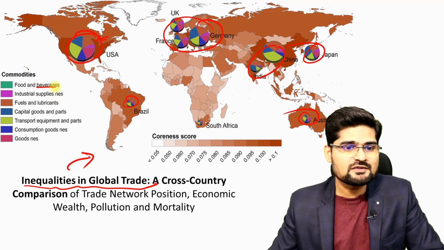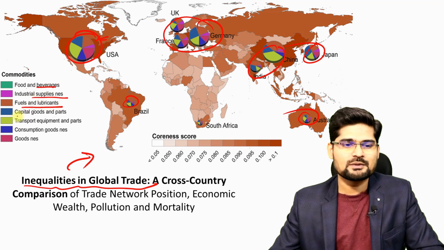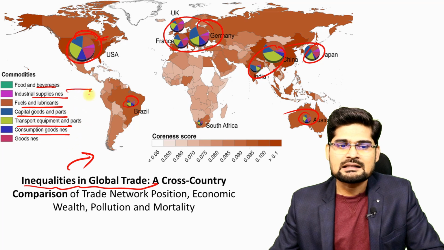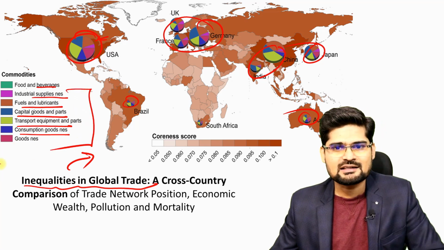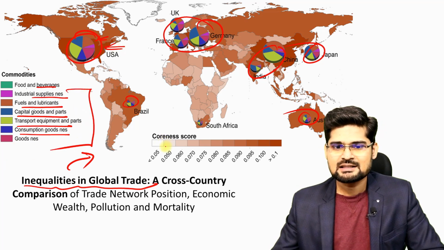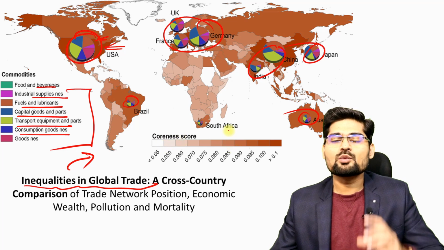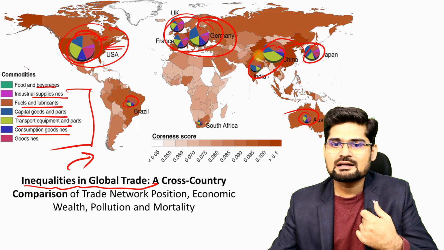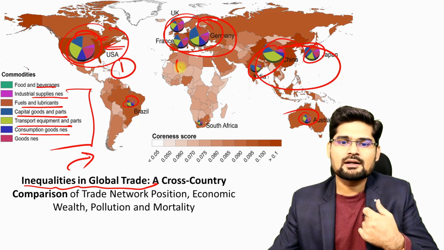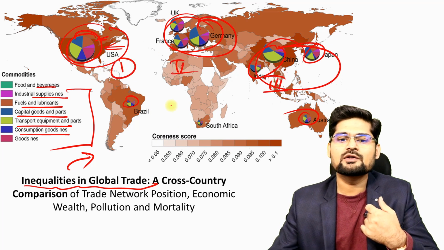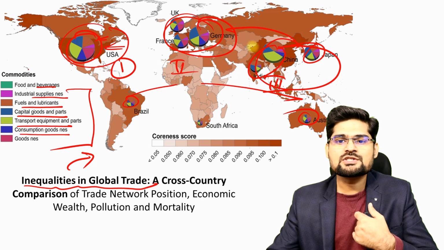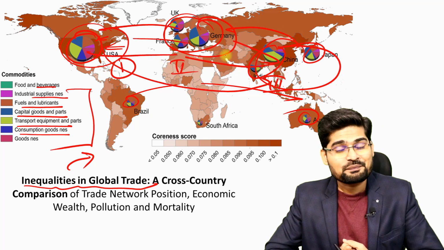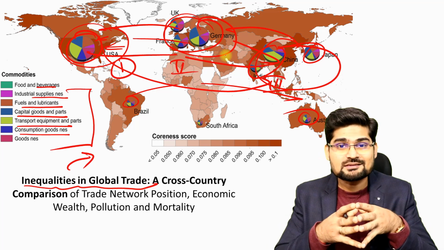So food and beverages, industrial supplies, fuel and lubricants, capital goods, transport equipment, consumption goods and other necessary goods. These are the different categories. If you observe these graduated circles, observe where these are located. So it means this area and this area. If you observe, 1, 2 and 3 are going to be the major trade blocks which have the imports and exports going on between them. This is the world trade pattern, right?